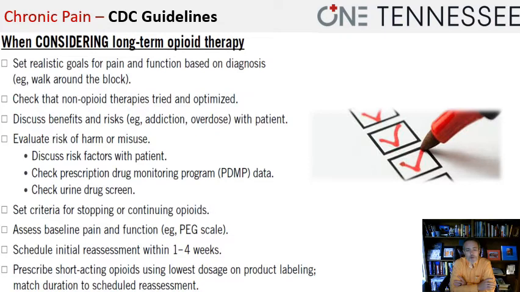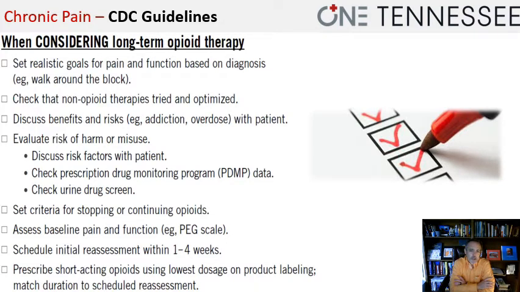And there are some legal requirements, and we'll discuss those a little bit later. You can also use urine drug screens to test for the drugs you're prescribing in your patients and those illicit drugs or things that might not be on the PDMP or controlled substance monitoring database or in their verbally reported history to you. Set criteria for stopping or continuing opioids.